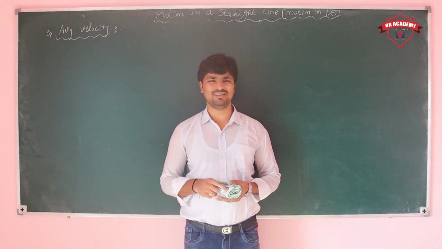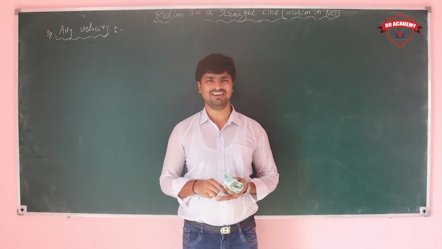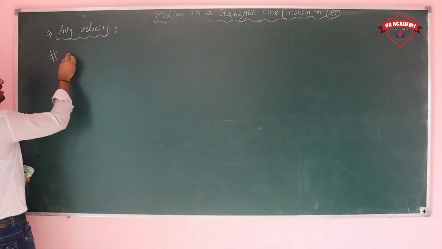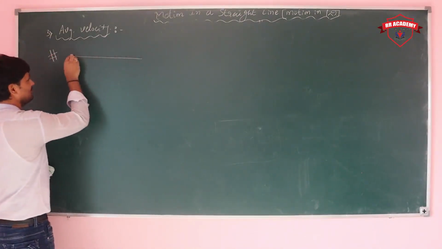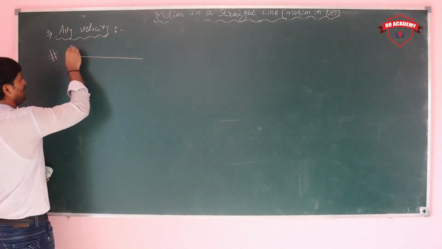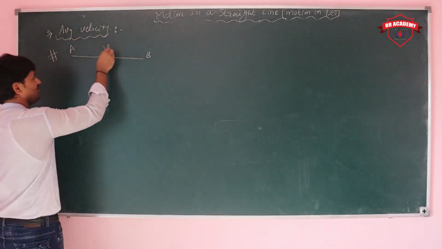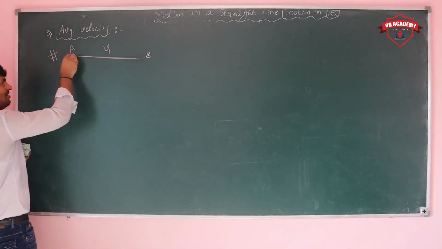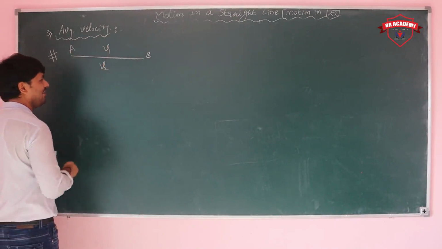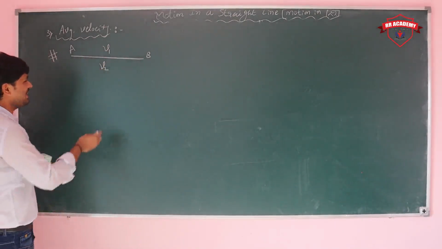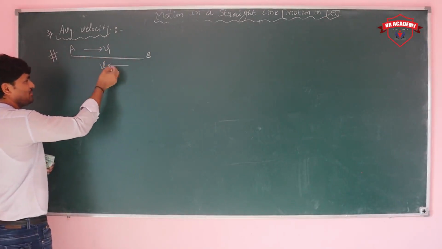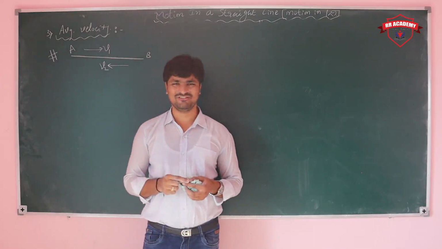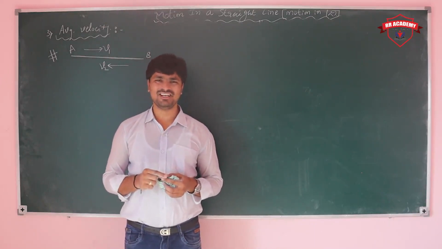We'll see one example based on average speed and average velocity. The question is: a car is moving in a straight line from point A to point B with a speed or velocity v1, and again returns to point A with a velocity or speed v2. That means A to B and then B to A. Then what about the average speed and the average velocity?